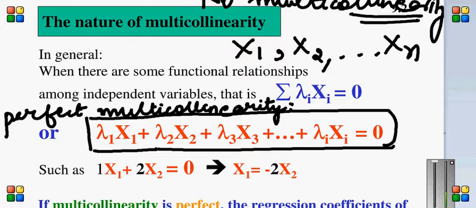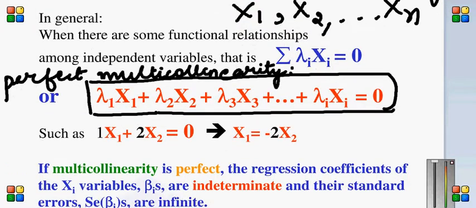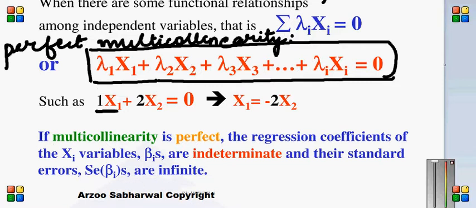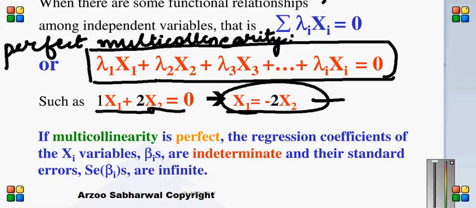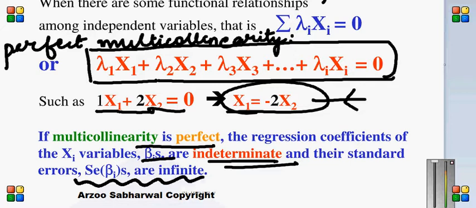This is perfect multicollinearity, right? So for example, just see this. Supposedly I have 1x1 plus 2x2 equal to 0, which means x1 is equal to minus 2x2. If I can represent this, it's perfect multicollinearity, right? So in this case, I cannot actually find out my betas. The betas are indeterminate and the standard errors of these betas are infinite.